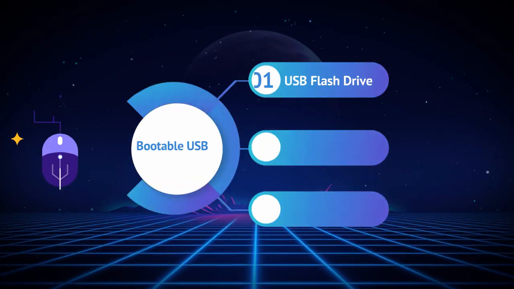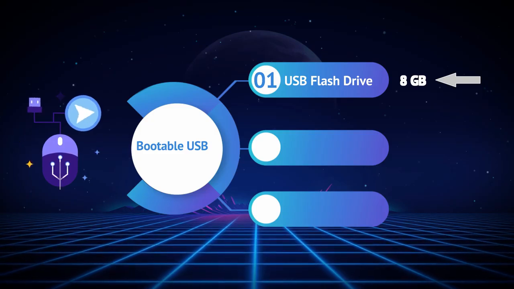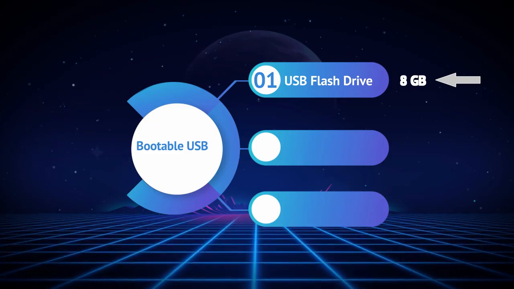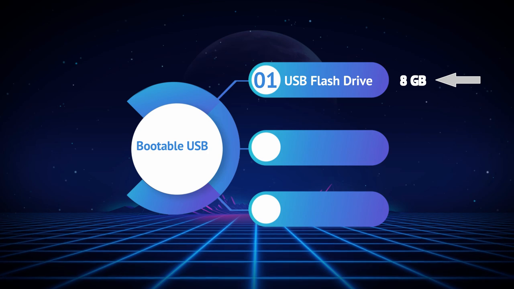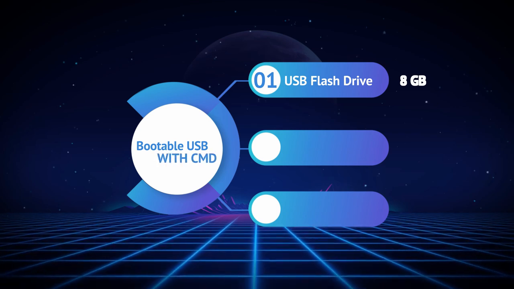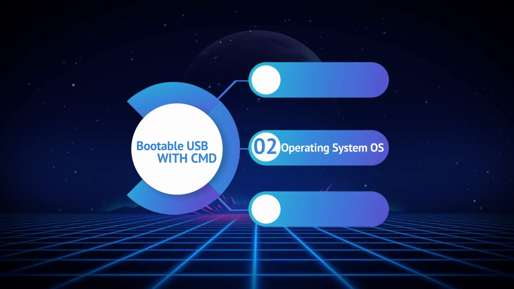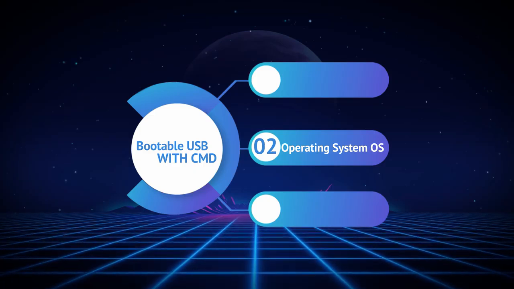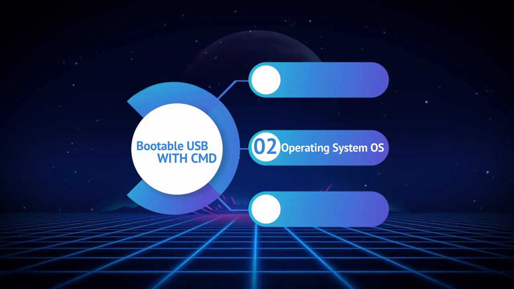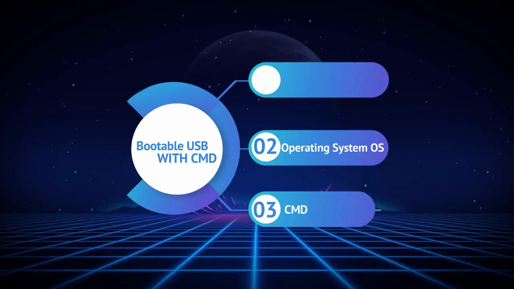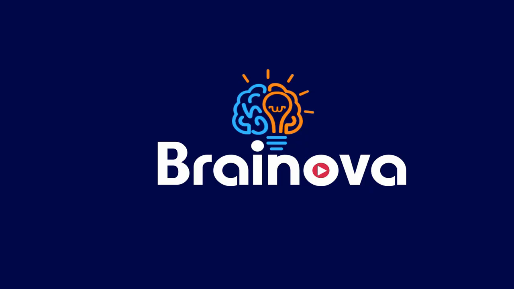First, a USB flash drive with at least 8 GB of storage. Keep in mind that everything on this drive will be erased, so back up any important files first. Second, a Windows ISO file downloaded from Microsoft's official website. I'll be using Windows 11, but this process works for Windows 10 and other versions as well.